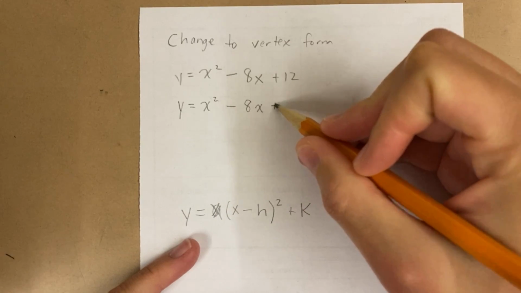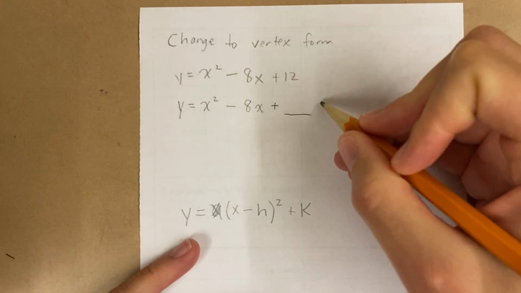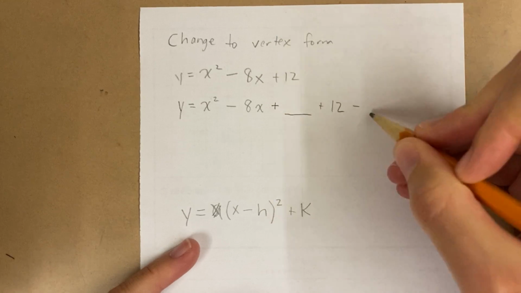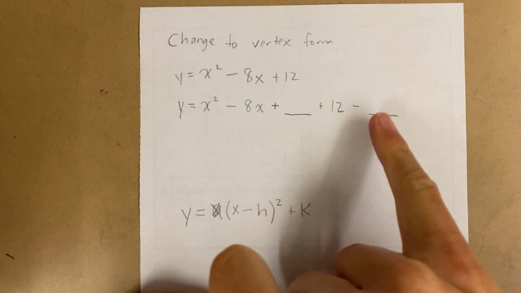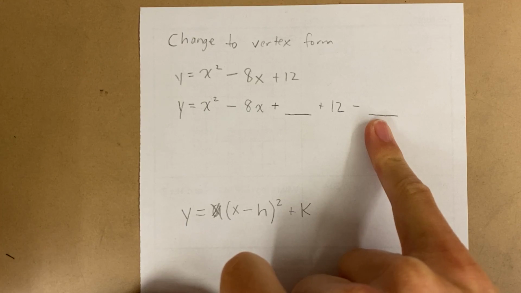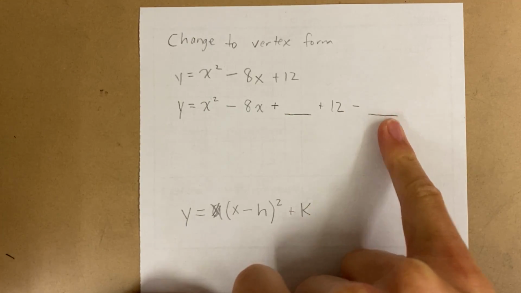Here's what I'm going to do here. I'm going to add a number, and I'm going to subtract that same number. So what does that mean? That just means I'm adding 0, which I'm allowed to do because it doesn't change anything. So I'm going to add a number here and subtract the same number here, so I'm doing nothing.